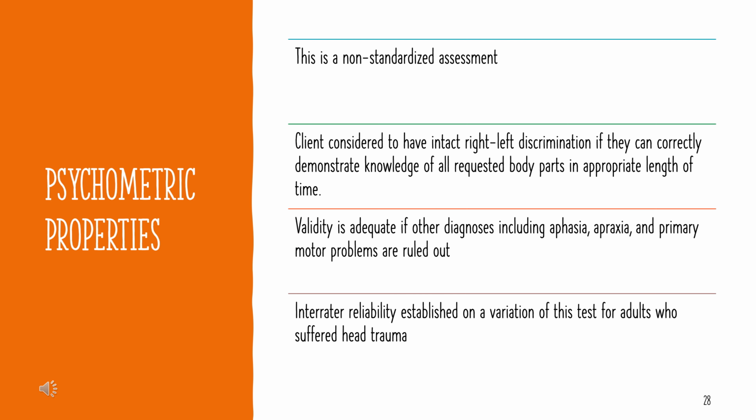In terms of psychometric properties, this is a non-standardized assessment. A client is considered to have intact right-left discrimination if they can correctly demonstrate knowledge of all requested body parts in an appropriate length of time. Unfortunately, we are given no parameters as to what this appropriate length of time is, so a clinician must use their judgment. Validity for this test is considered adequate if other diagnoses, including aphasia, apraxia, and primary motor problems, are ruled out. The inter-rater reliability has been established on a variation of this test for adults who have suffered head trauma, again, going back to maybe a TBI client.